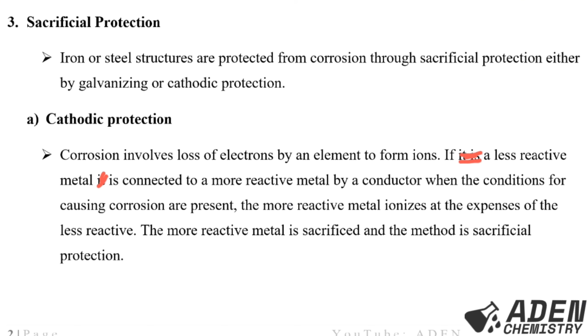For example, if we're dealing with iron as our less reactive metal and we connect it with a more reactive metal like zinc using a conductor, when the conditions for causing corrosion are present, we are told zinc metal ionizes at the expense of iron. That means zinc metal is sacrificed, therefore this process is called sacrificial protection.